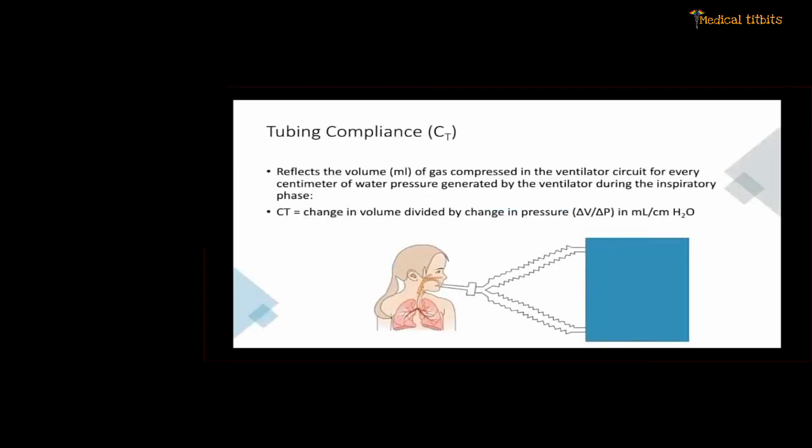Many people are worried about tubing compliance. Compliance, as we discussed the other day, is the distensibility. The breathing circuit is also distensible. So the tubing compliance reflects the volume in mLs of gas compressed in the ventilator circuit for every centimeter of water pressure generated by the ventilator during the inspiratory phase. Again, the formula is the same, delta V by delta P. Usually for our ventilator circuits, the compliance is around 1.5 to 2.5 mLs per centimeter of water.